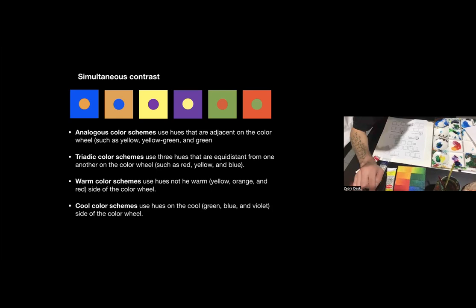The triadic color scheme uses three hues that are equidistant from one another on the color wheel, such as red, yellow, and blue. So they have to be equidistant from each other. It's not the analogous colors. I guess it would be, like you said, the fourth one. That's a good way to do it.